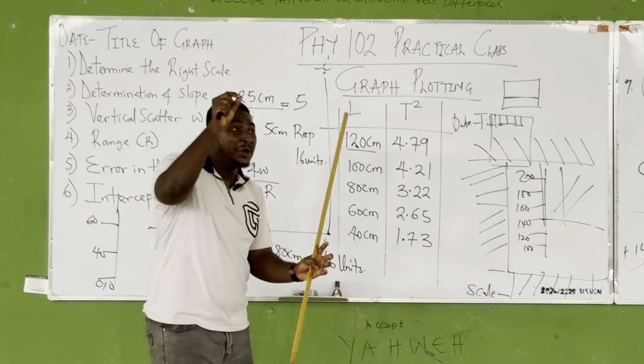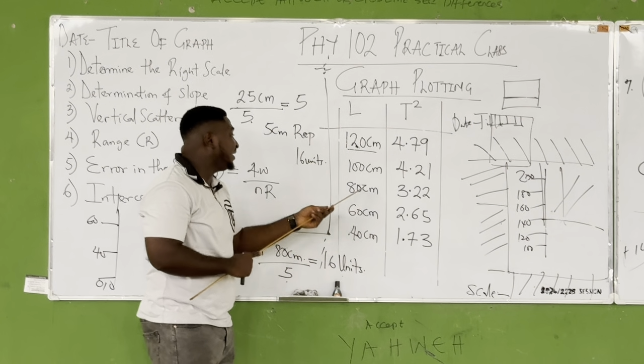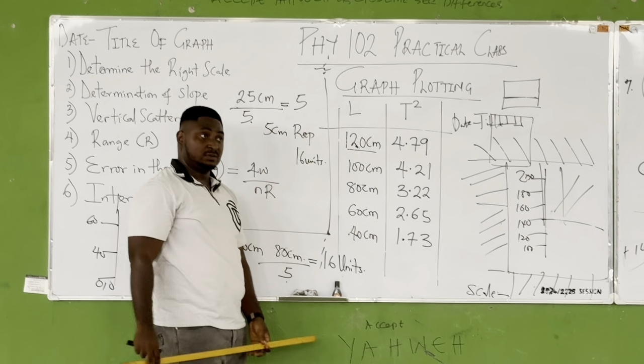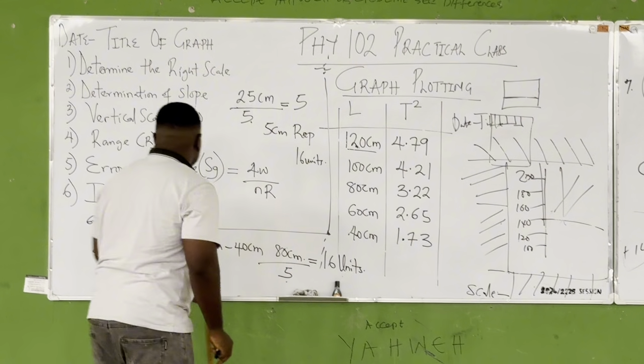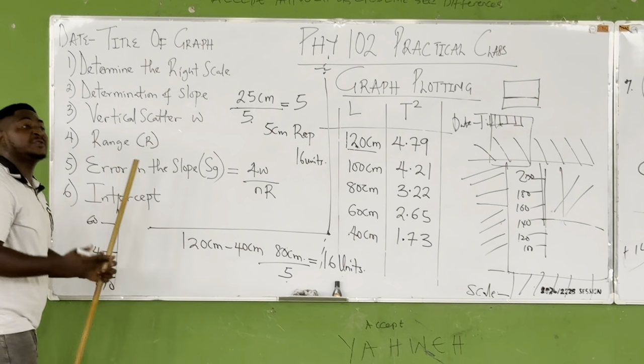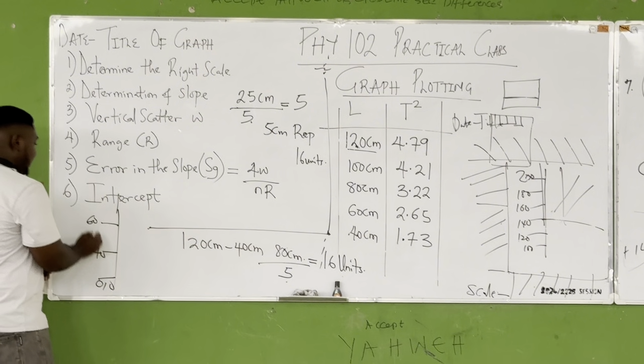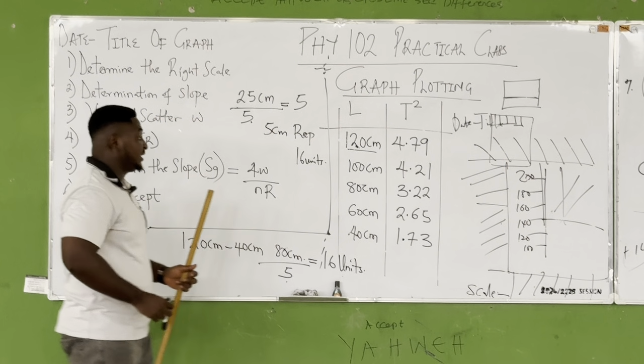Oh, we have only 5 points. 40, 60, 80, 100, 120. We don't have to put a point for 0 because 0 is starting at the origin, remember? So 40, 60, 80, 100, 120.